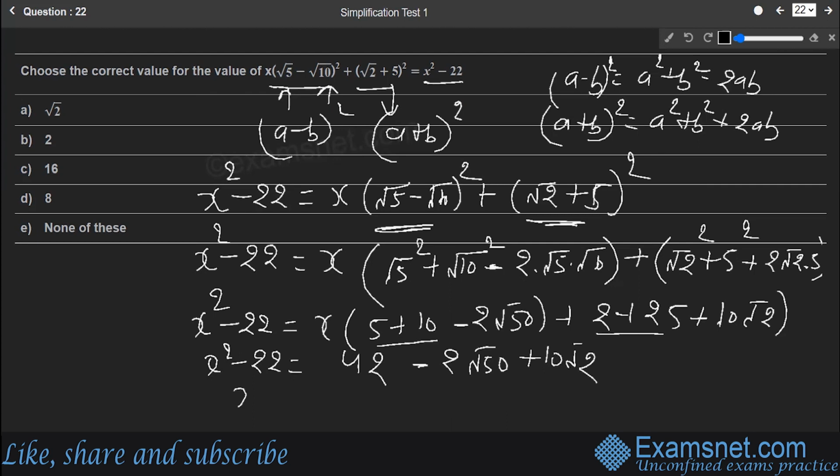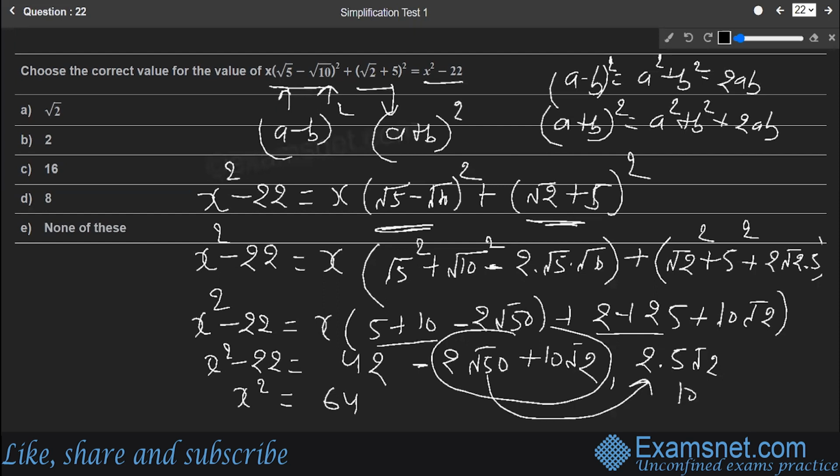So finally, if you solve this, you can take the 22 on the other side. This becomes 42 plus 22, that is going to be 64, and these two things get cancelled out with each other. Why? Because 2 root 50 can be written as root 50 is nothing but 25 into 2, so 2 root 25 comes out as 5, so 2 into 5 into root 2, that is what 2 root 50 means, which is nothing but 10 root 2 only.